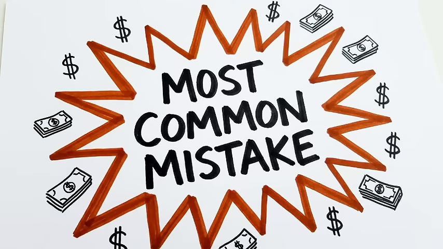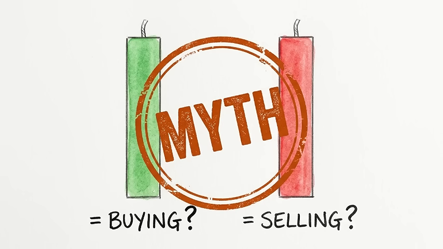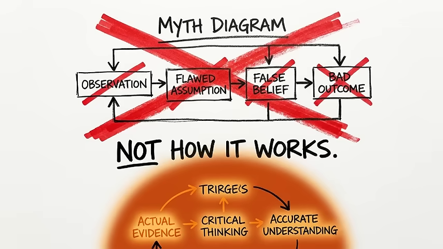Now here's the single most common mistake in volume reading that costs traders the most money. And if you've been making it, you are not alone. Almost everyone starts here. The myth is this: green volume bar means buying. Red volume bar means selling. That is not how it works.